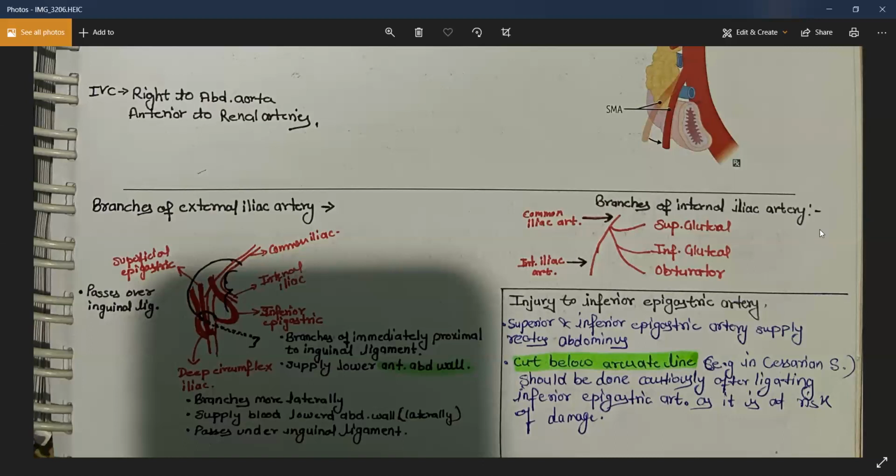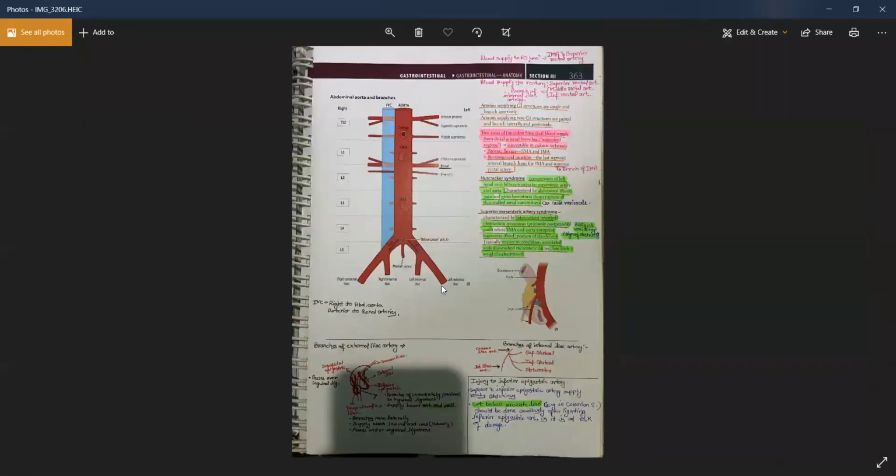If you make a transverse cut just below the arcuate line in case of a cesarean section, very high chances are there to cause damage to this inferior epigastric artery. So this inferior epigastric artery must be ligated very carefully just before the cesarean section, because of the risk of damage. So it is another important thing to remember.